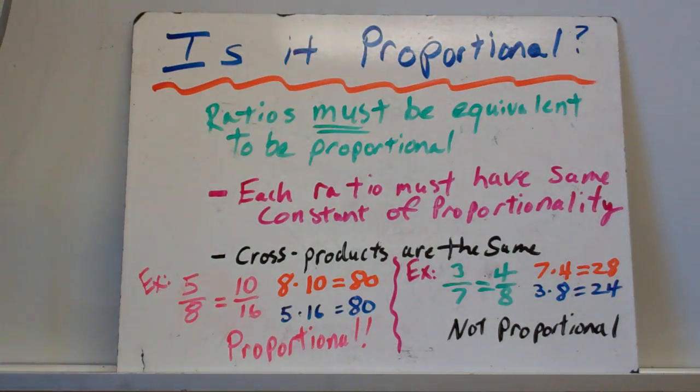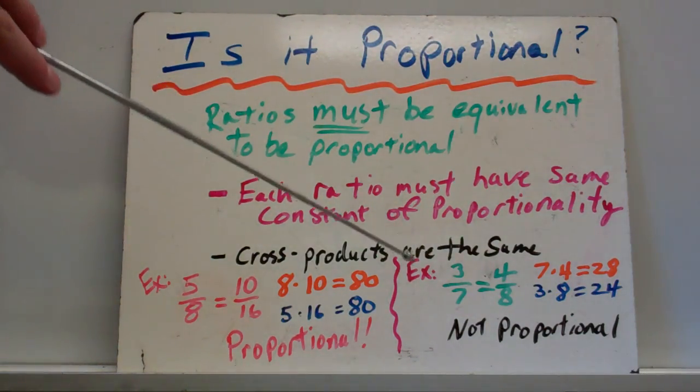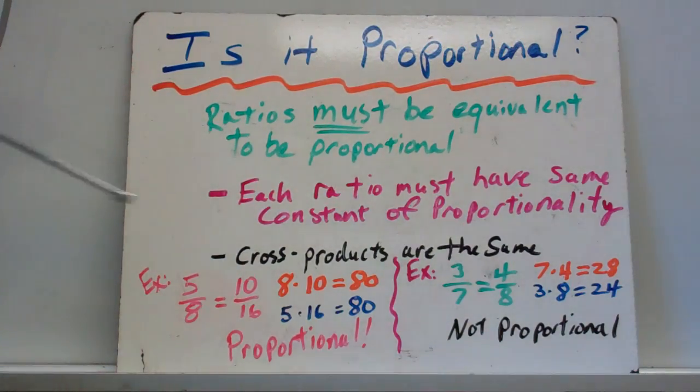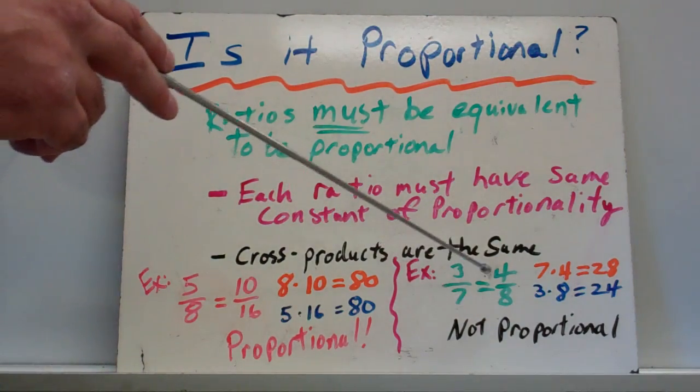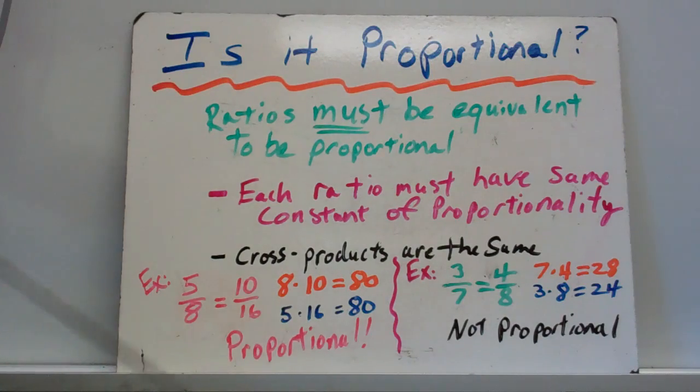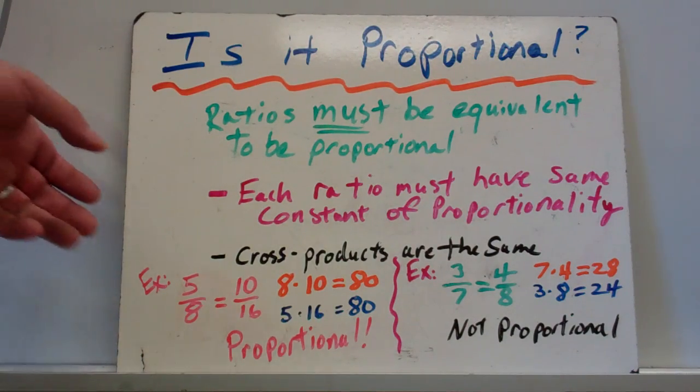When we look at the next example, we have 3/7, and that is set equal to 4/8. So let's see if that is proportional. We can take 7 times 4 and get 28, and then 3 times 8 and get 24. So we end up with a cross product of 28 on one side and 24 on the other. Those are not the same, they're not equivalent, so those two ratios are not proportional.